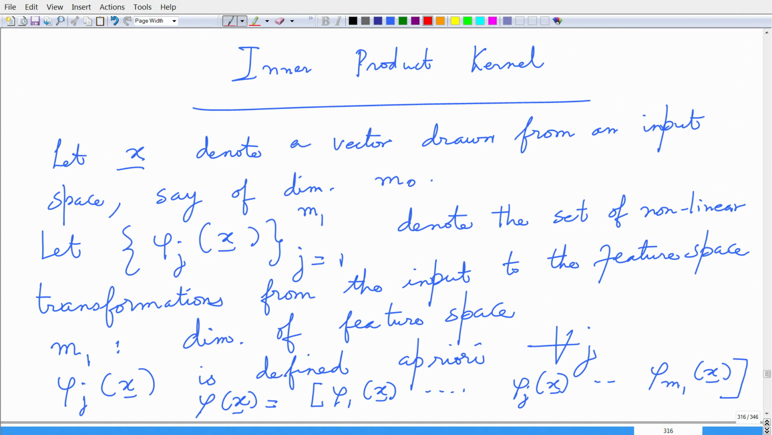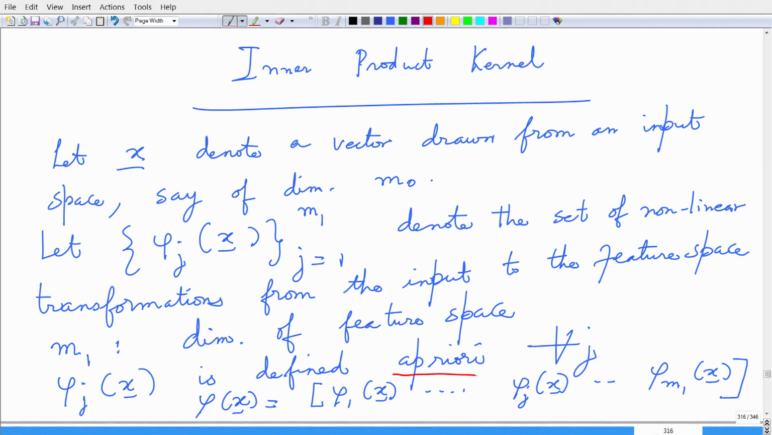I have a feature vector in an m1 dimensional space, therefore I have coordinates j equals 1 to m1 and each coordinate basically represents a nonlinear mapping, and it is the same mapping but acting on this vector. So the j can be different, right, j can be from 1 to m1, so different coordinates, so I can have different sort of mappings at each coordinate, right, the functions can be different at each coordinate. Now phi j of x is defined a priori.